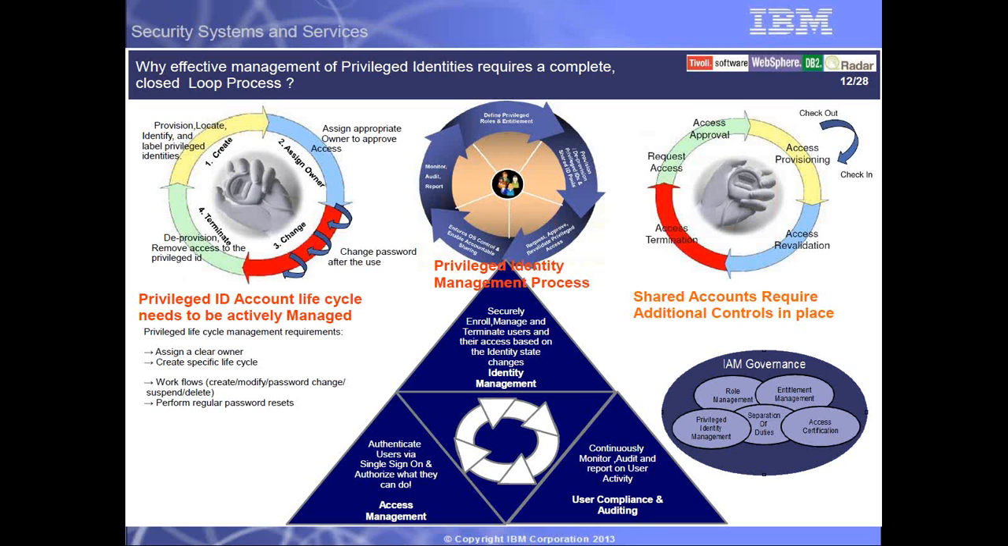So while creating, you provision, locate, identify, and label privileged identities. You assign an appropriate owner to it, change the password of the user, and deprovision, removing access to the privileged ID once the user is terminated. That's from the lifecycle standpoint.